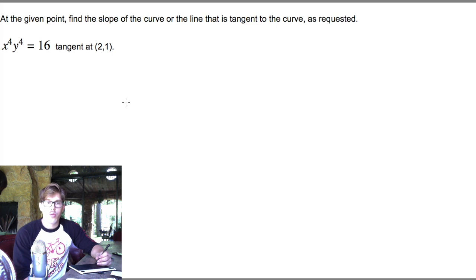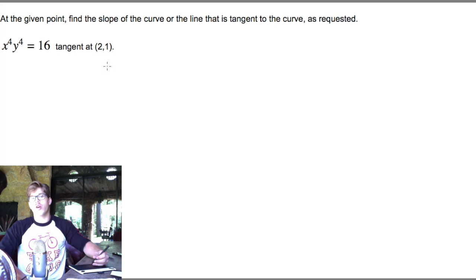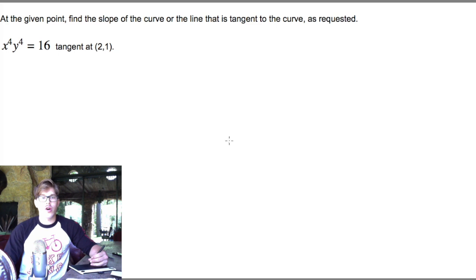So what can we do? Well, if we find the derivative of this function, we will know the equation for the slope, and then after that we can plug in this value to find out what the remainder of our equation can be. All right, so let's solve this. So we have our equation x to the fourth times y to the fourth equals 16.